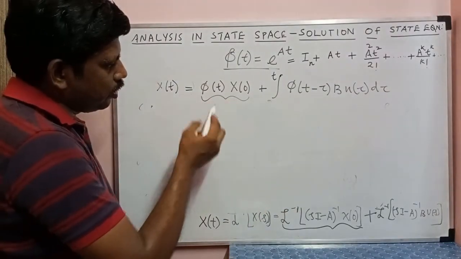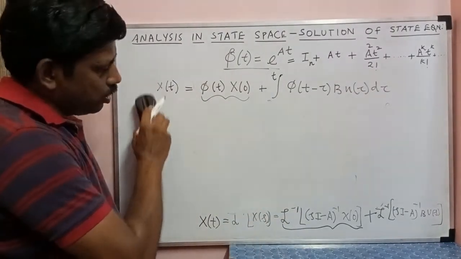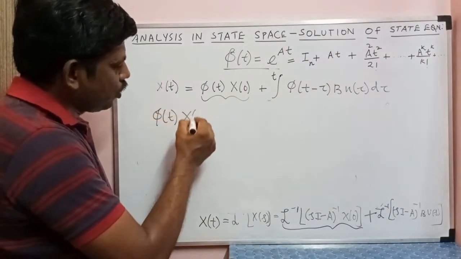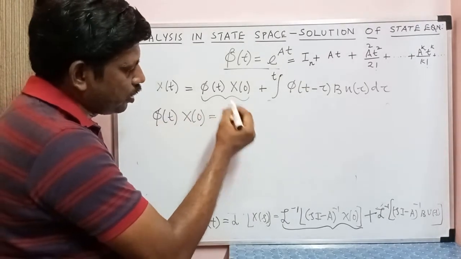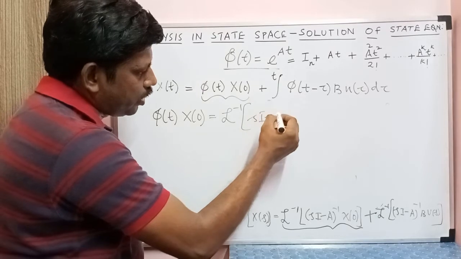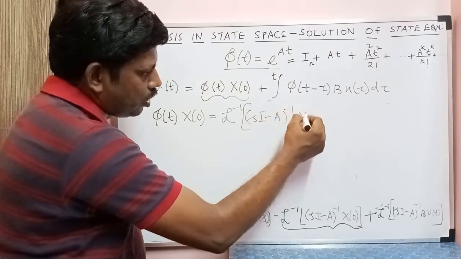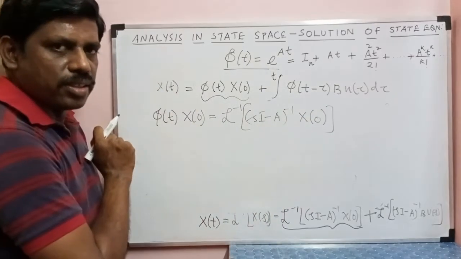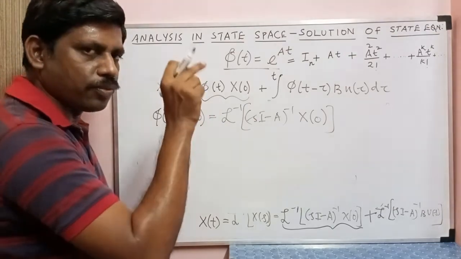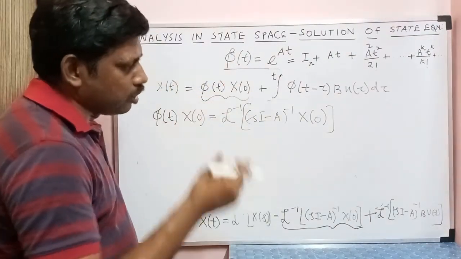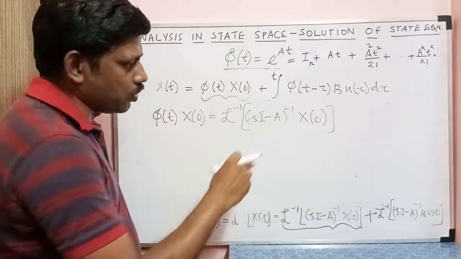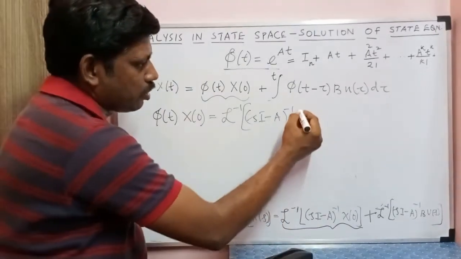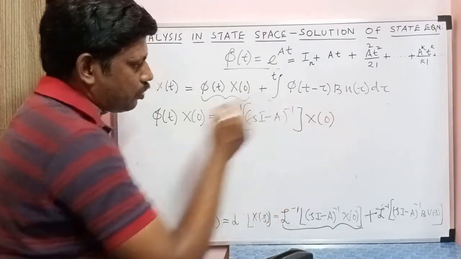Okay. So this is the same as this equation. So can you write phi of t into x of 0 is equal to inverse Laplace transform of sI minus A inverse into x of 0. Please notice that x of 0 is the initial conditions. It is a vector of constants or numbers, the initial values of those state variables. Since this is a constant, there is nothing wrong if I write it as x of 0.